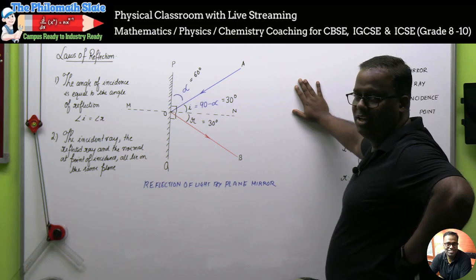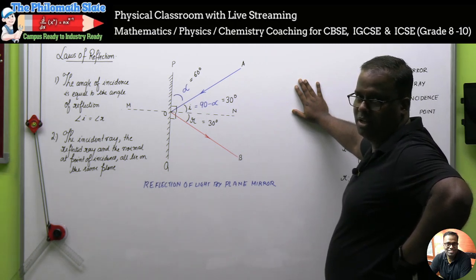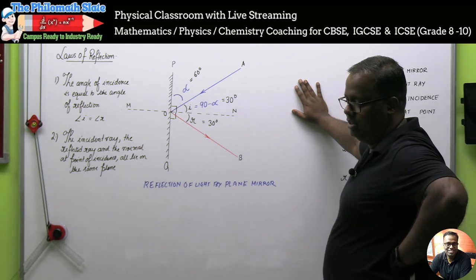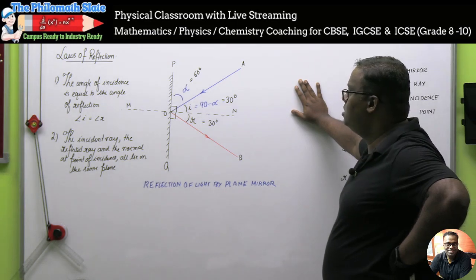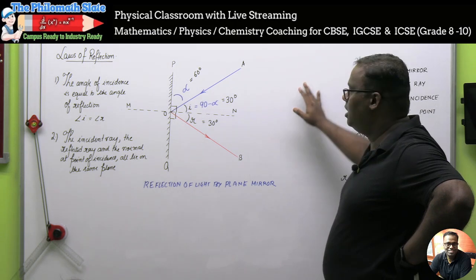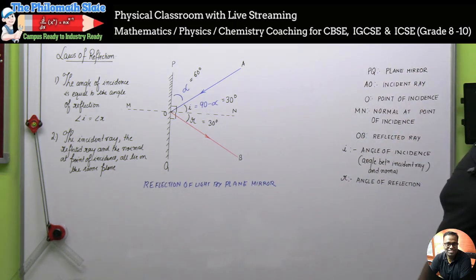The incident ray, the reflected ray, and the normal at point of incidence all lie on the same plane. All lie on the same plane. Plane. Okay? Normal is the line that is drawn perpendicular to the mirror. NM is normal. MN is normal. Normal is perpendicular to the mirror.